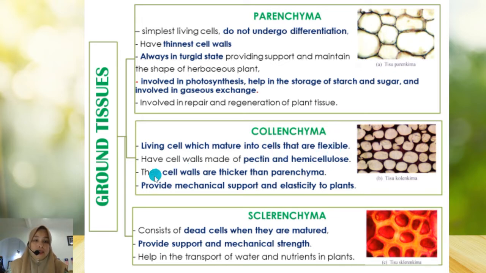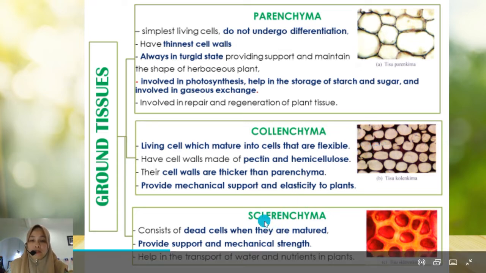Their cell walls are thicker than parenchyma. Parenchyma has a thinner cell wall, whereas the collenchyma cell walls are a little bit thicker. So this is the structure of the collenchyma tissue. Next we go to the sclerenchyma tissue.